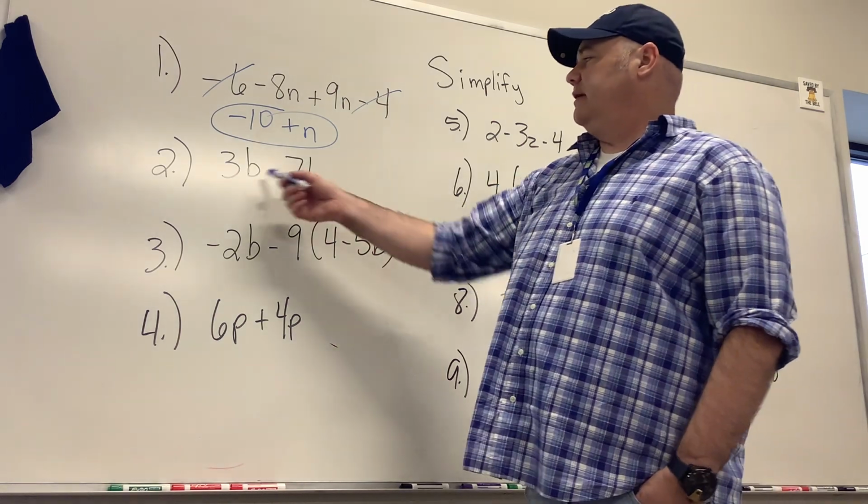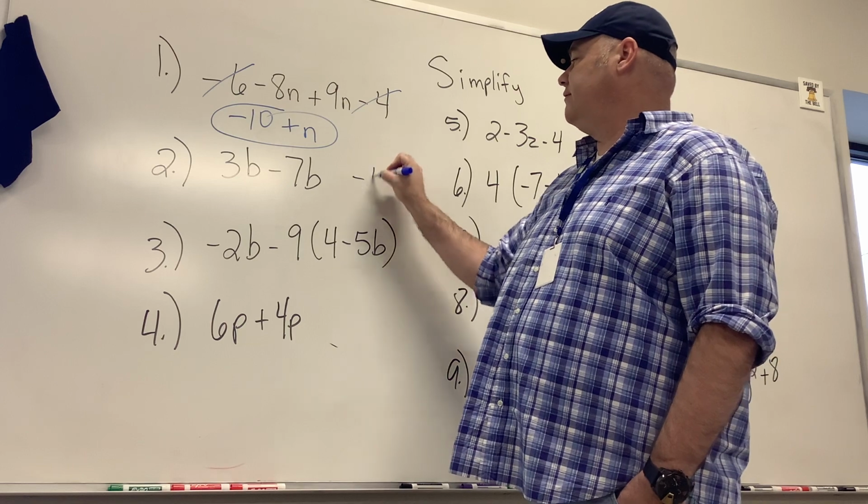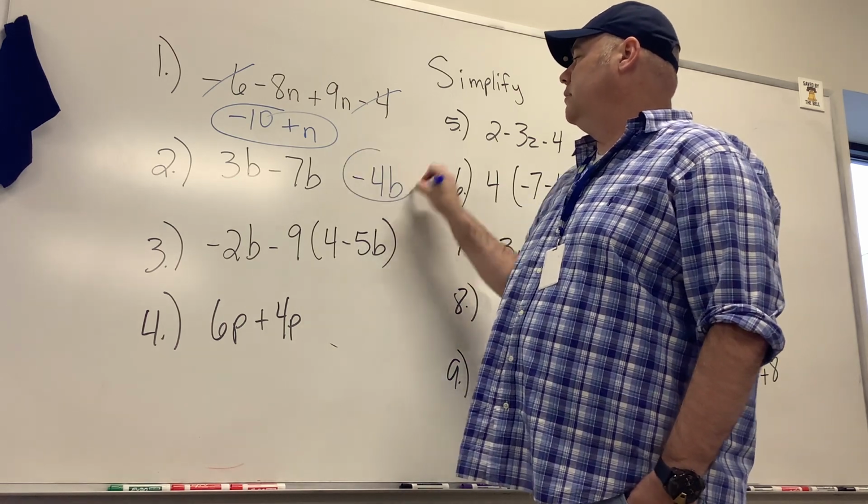This one, we can only combine these two. So 3b minus 7b is -4b. Okay.